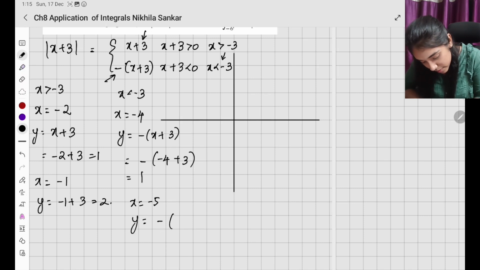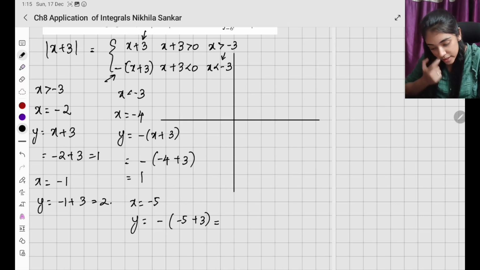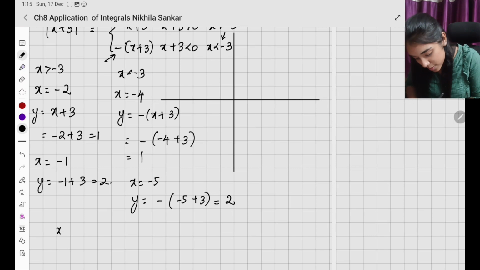I have y equals minus of minus 5 plus 3. So this is going to be minus 2, and minus of minus becomes a plus 2. Now how does my tabular column look?